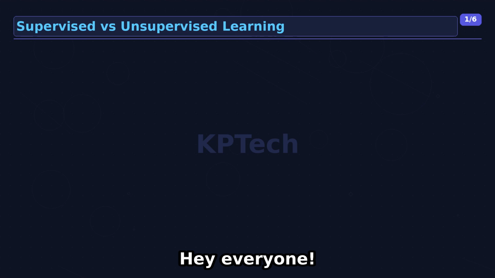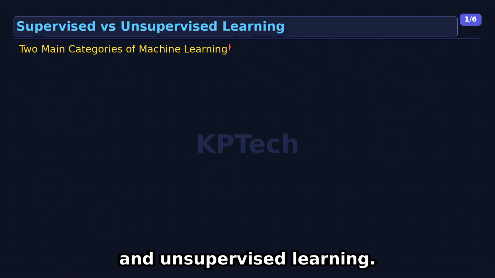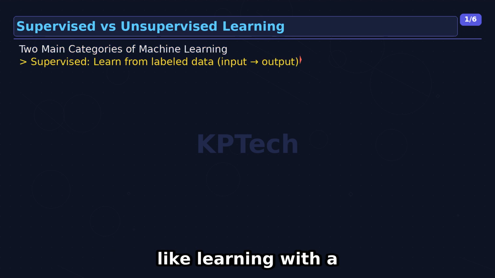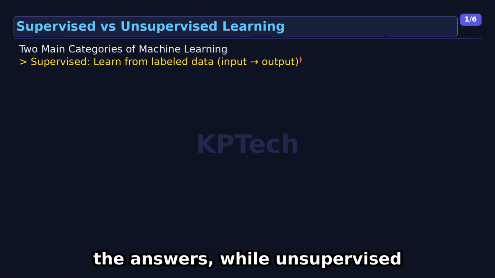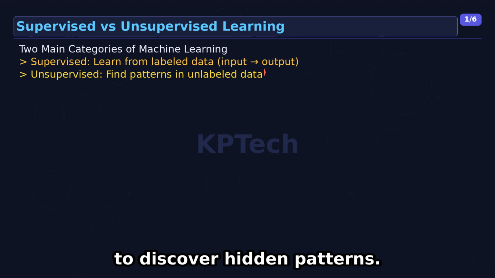Hey everyone! Today we're diving into the two main categories of machine learning, supervised and unsupervised learning. Think of supervised learning like learning with a teacher who gives you the answers, while unsupervised learning is like exploring data on your own to discover hidden patterns.